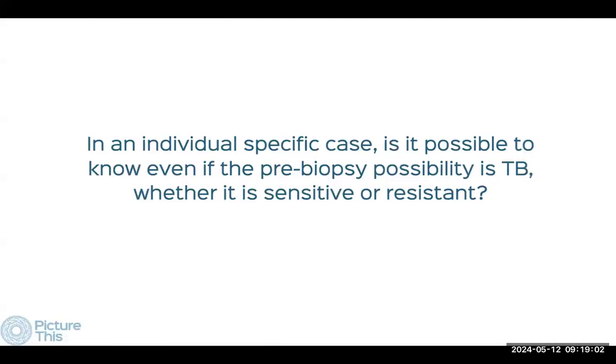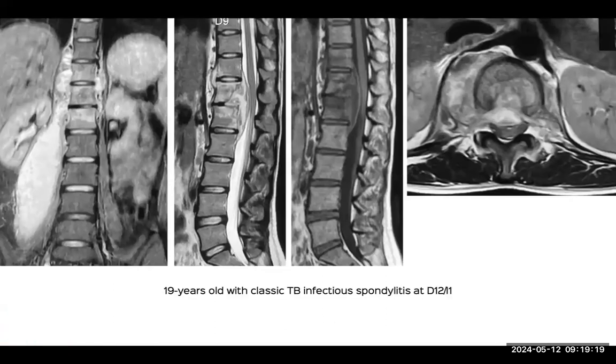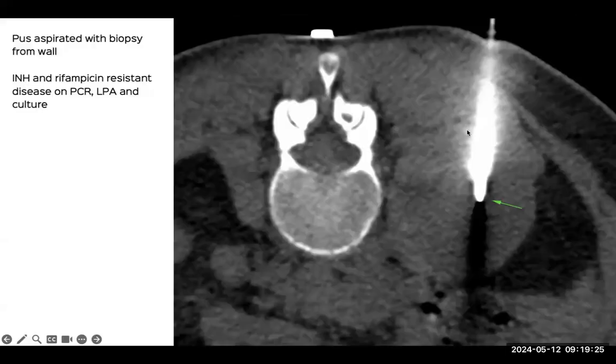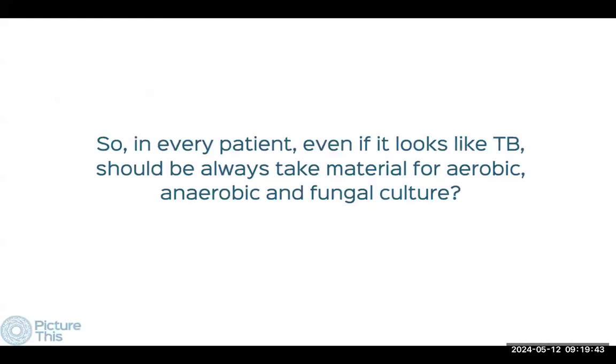The second question is, let's say that you know it's TB, you're 100% sure, you've seen thousands of these cases, but in an individual specific case, can you for sure say whether that particular case is INH or rifampicin sensitive or resistant? So here's a 19-year-old classic TB, large psoas abscess, perivertebral collection here. And this was INH and rifampicin resistant on PCR, that's GeneXpert, LPA, and culture. And this is a TB naive patient to begin with. So how would you know if you had not biopsied or aspirated?